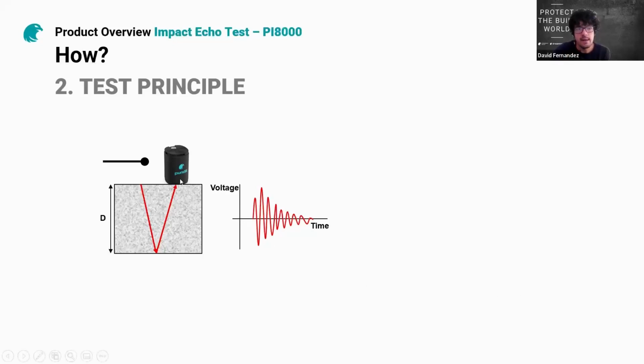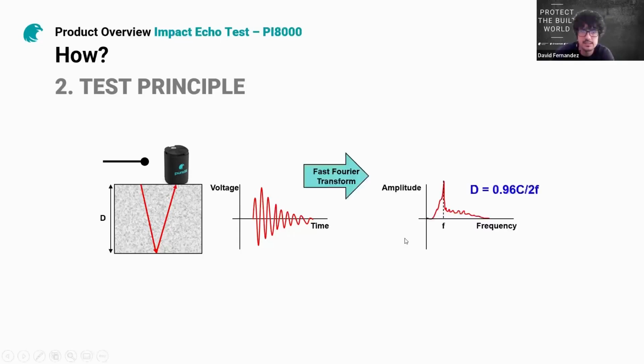As we have an accelerometer on the bottom of the sensor, we will have this time domain graphic, which is not very useful for the user. For the advanced user it's useful, but if you are not very advanced, it's much easier to just go to the frequency domain graphic.